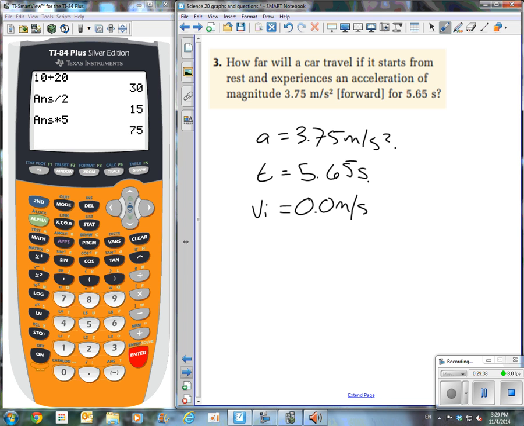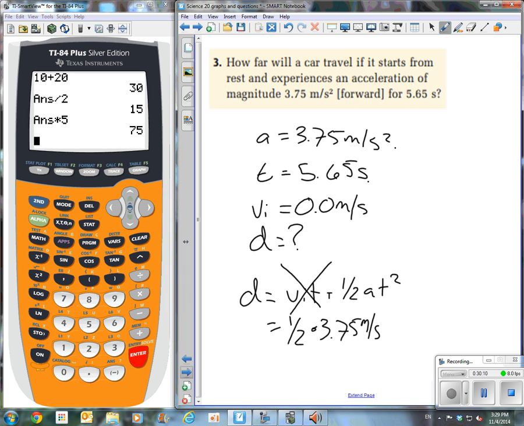Okay, the question asks how far a car will travel, so that's asking me for d. So I'm going to see which equation has all of those. I see d equals v_i t plus a half a t squared. So initial velocity in this case is 0, so I can cancel that whole part right out. So now I've got a half times acceleration, which in this case is 3.75 meters per second squared, times 5.65 seconds, and that is going to be squared.